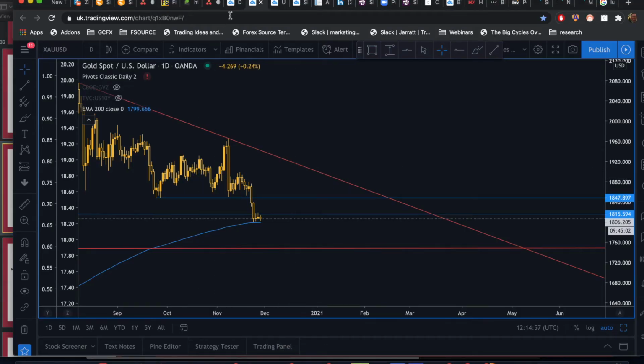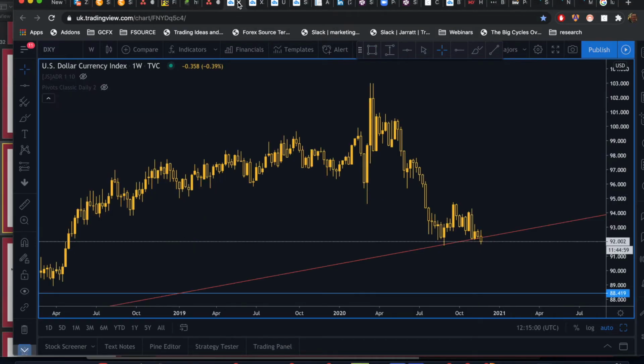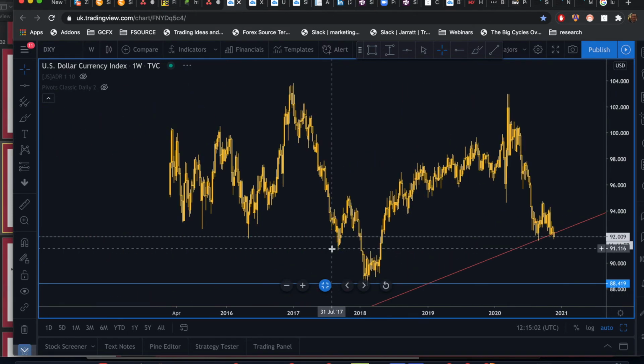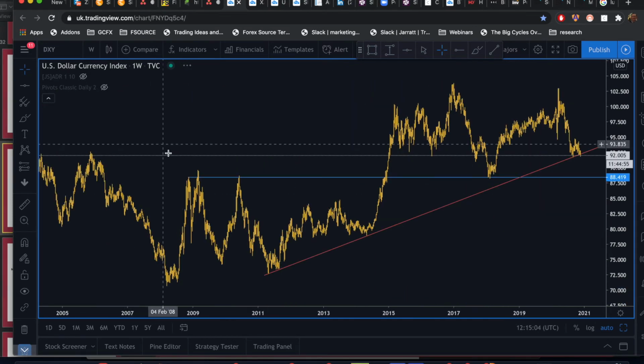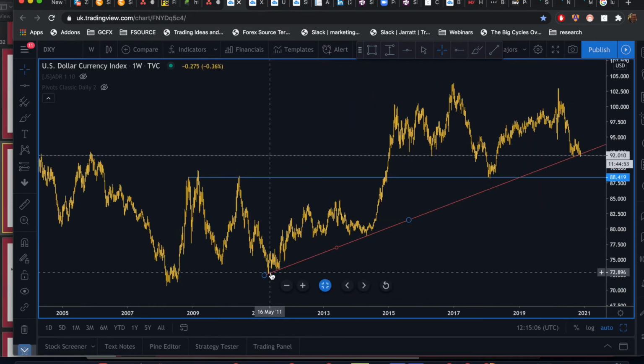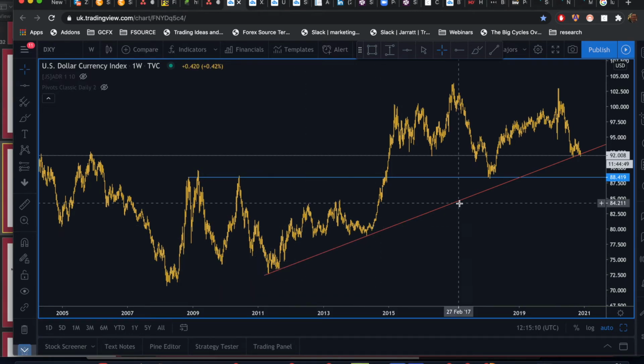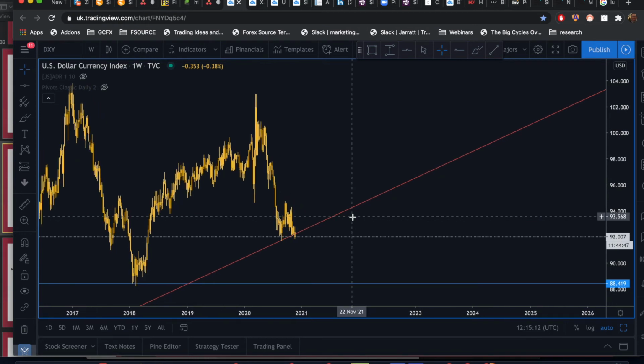Just take a look here. We'll look at the dollar index. Now, here is the dollar index. Look, the dollar index is just breaking through this massive trend line from 2011. So touches here, here, here, three, four touches. It's a valid trend line.